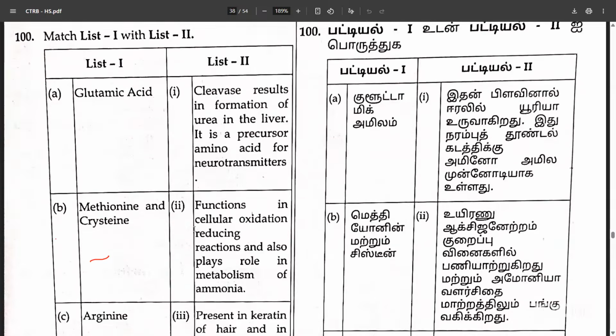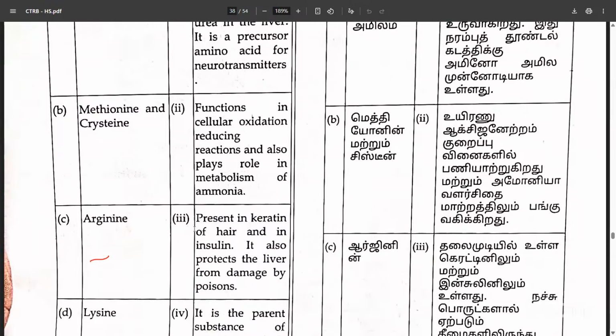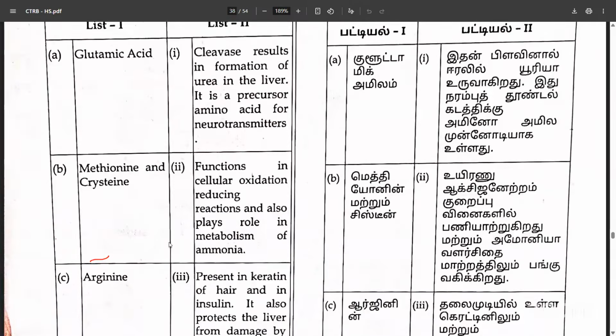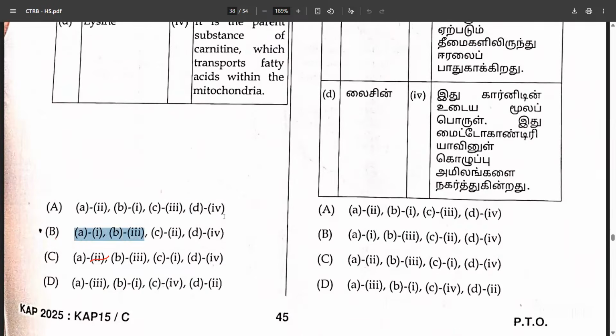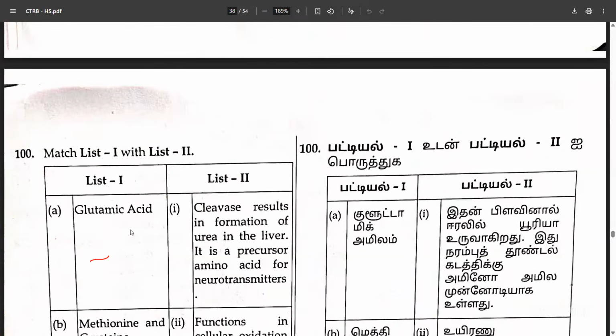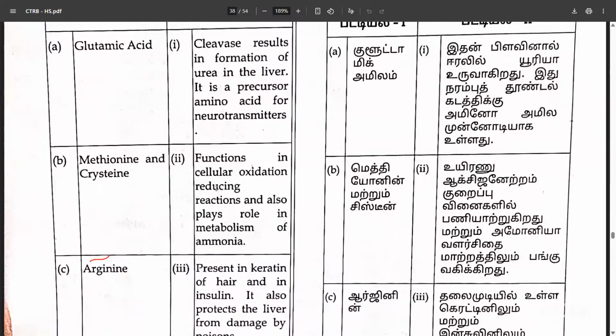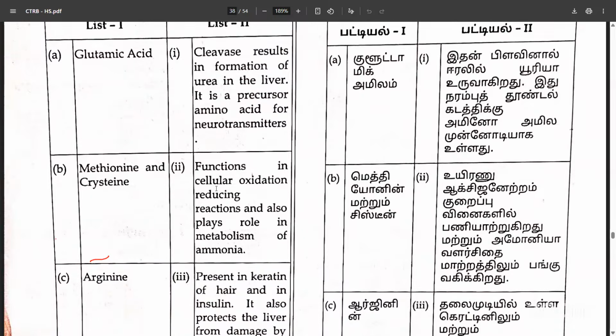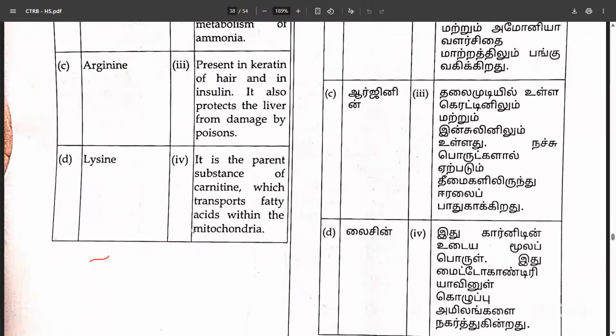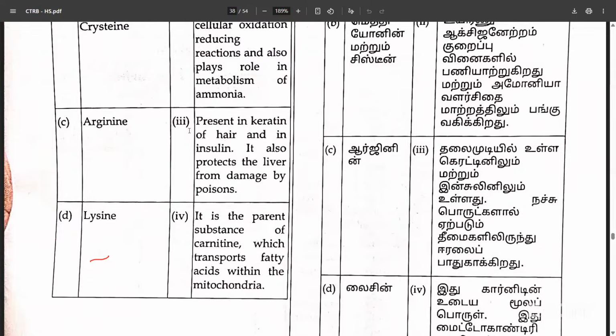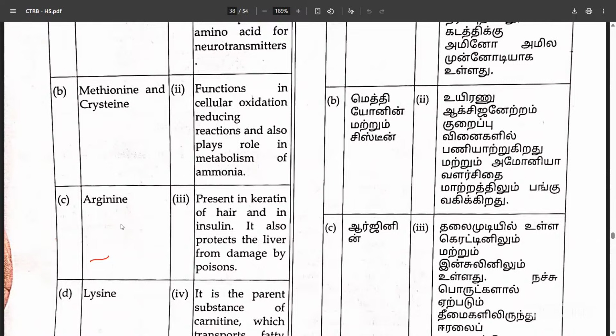Next is glutamic acid, methionine and cysteine, arginine and lysine. You have to match them. The correct answer will be B. A will be matched with the fourth: glutamic acid cleaving results in formation of urea in the liver, and it is a precursor amino acid for neurotransmitters. Then B will be matched with the third: present in keratin of hair and insulin. It also protects the liver from damage and poison.